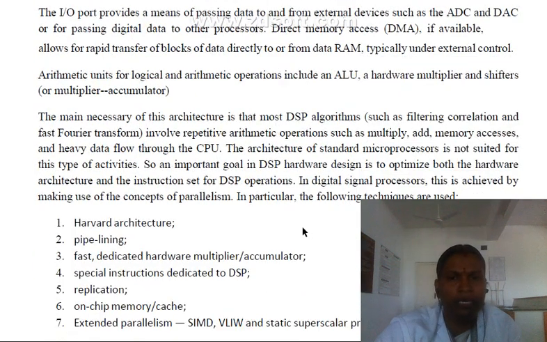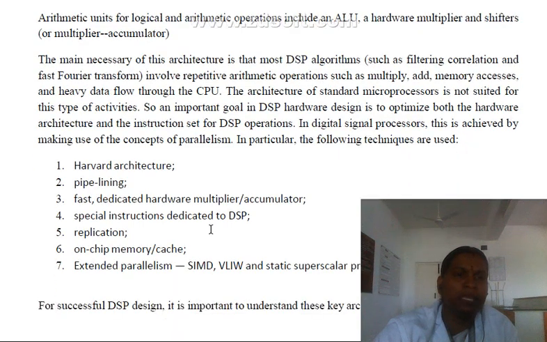We also have to use the following techniques in DSP operations: one is the pipelining method, and special instructions dedicated to DSP. On-chip memory, that is cache memory, and extended parallelism, SIMD and VLIW architectures.